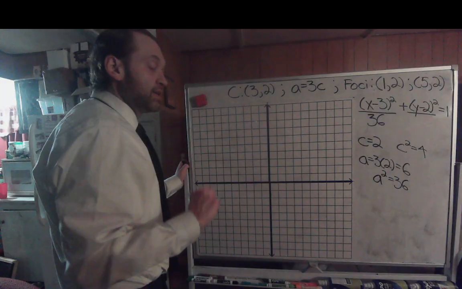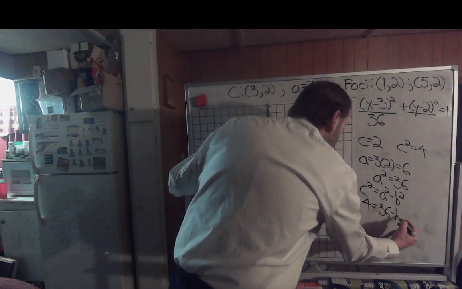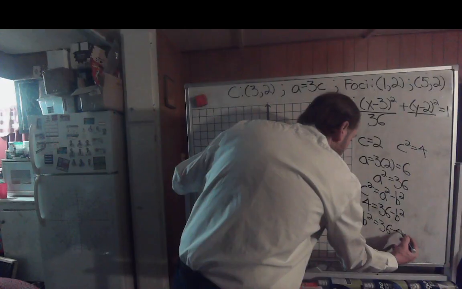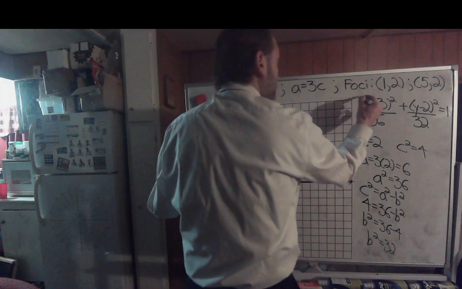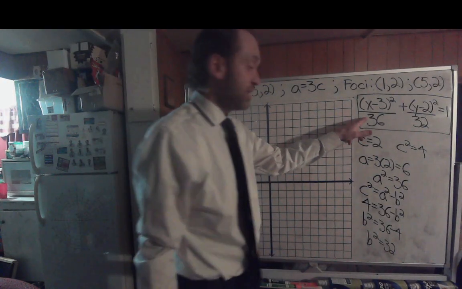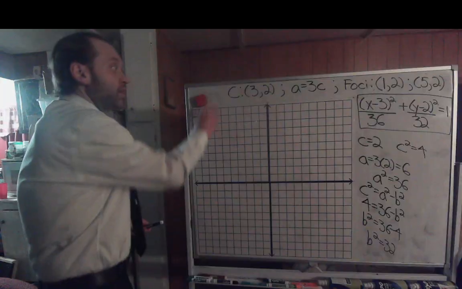Now what we don't know yet is the length of your minor axis. But what we do know is that c squared equals a squared minus b squared. So c squared is 4. That equals 36 minus b squared, which would have to mean that b squared equals 36 minus 4. So b squared equals 32. So that 32 would go below your y minus 2 squared. And you should end up getting the equation x minus 3 squared over 36 plus y minus 2 squared over 32 equals 1.